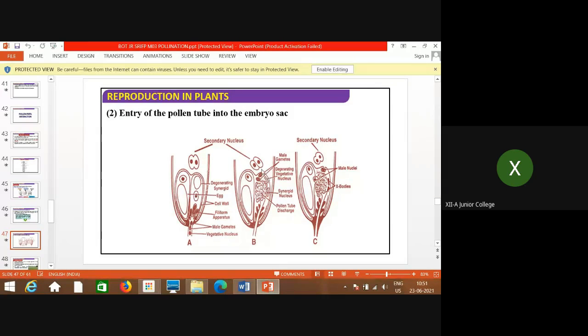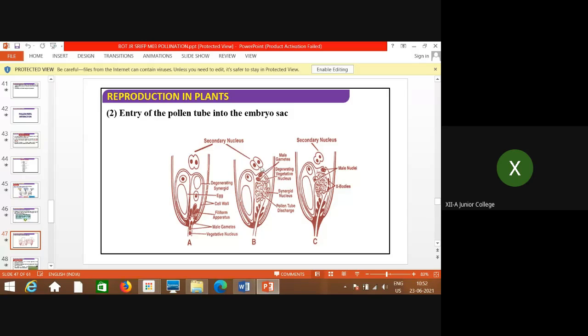Now the second male gamete, which will be released out of the synergids, will reach the secondary nucleus, which is already diploid in structure. So when the second male gamete fuses with the secondary nucleus, it forms the triploid nature. That is the second fertilization, because the second male gamete is utilized. The result of second fertilization is the formation of the triploid form.